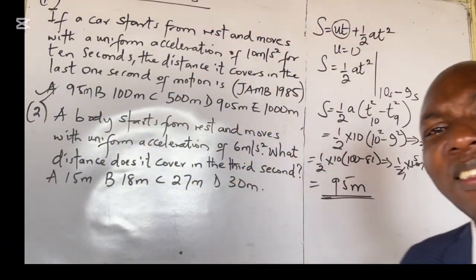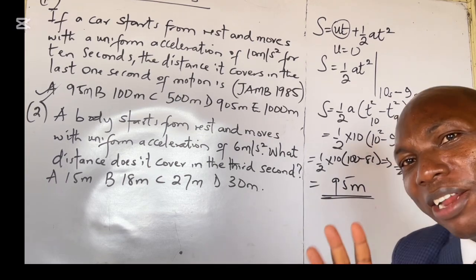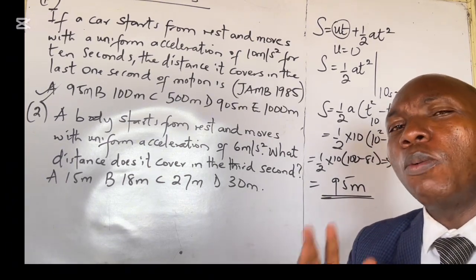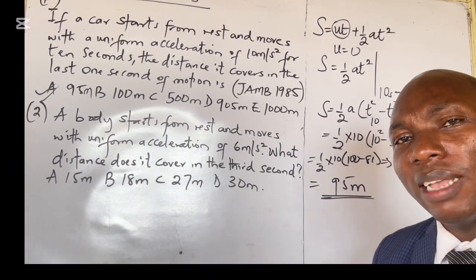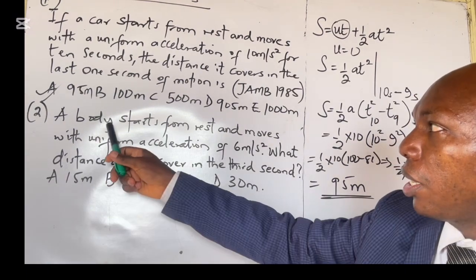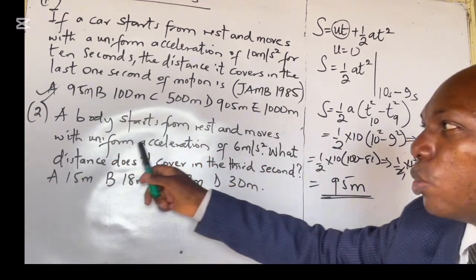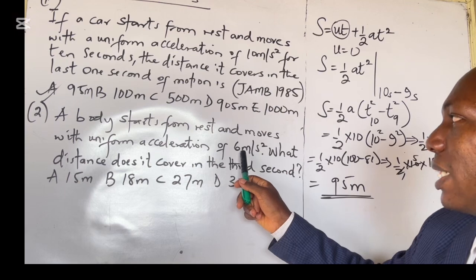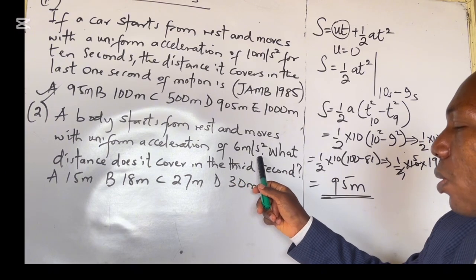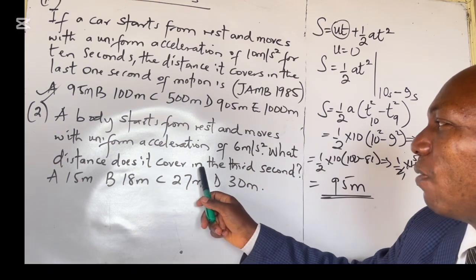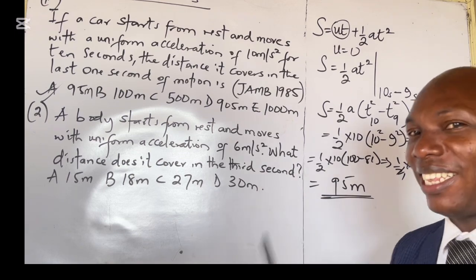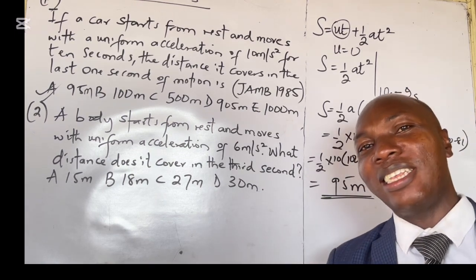So I hope you have gained something in this video. But to test our knowledge, if we truly understand what JAMB really tests on, let's see this question. A body starts from rest and moves with uniform acceleration of 6 meters per second squared. What distance does this cover in the 3rd second? Let's see our understanding of the topic.